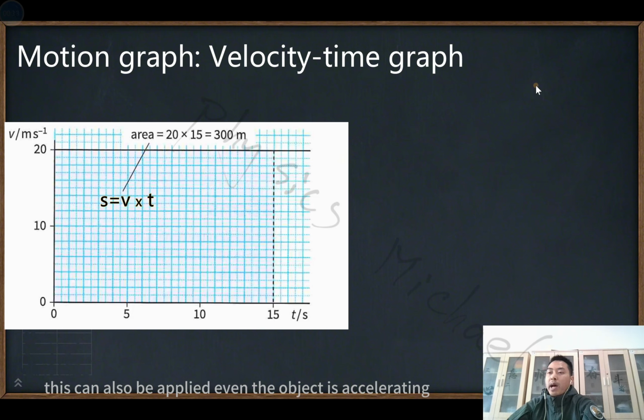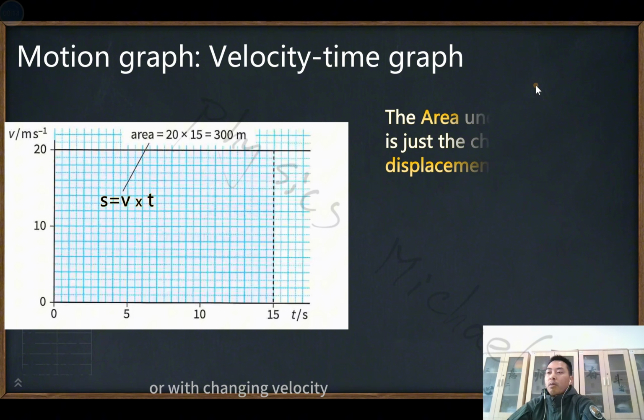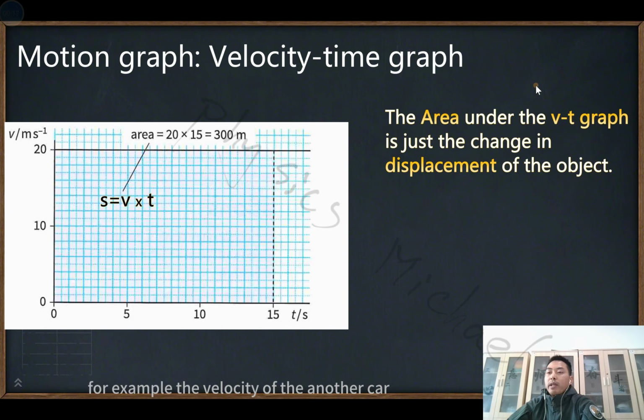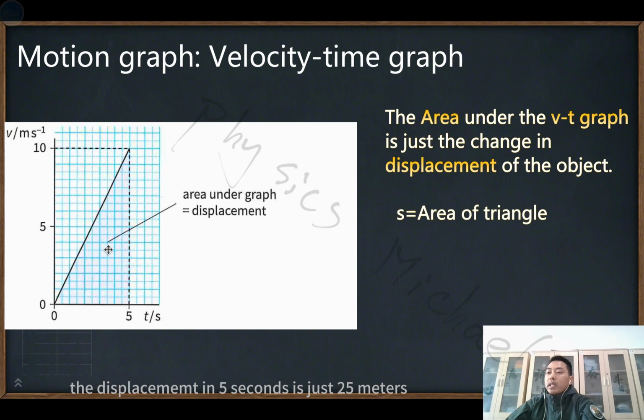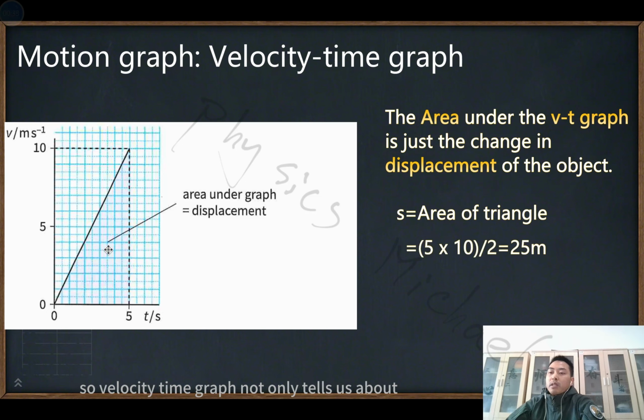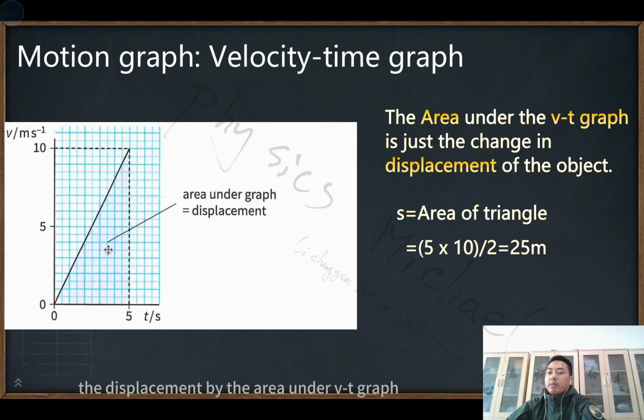This can also be applied even if the object is accelerating or with a changing velocity. For example, the velocity of another car is increasing with constant gradient, and the area under the VT graph in the first 5 seconds is a triangle. By calculating the area of the triangle, we can easily find out the displacement in 5 seconds is just 25 meters. So, velocity time graph not only tells us about how velocity changes, but also helps us find the displacement by the area under a VT graph.